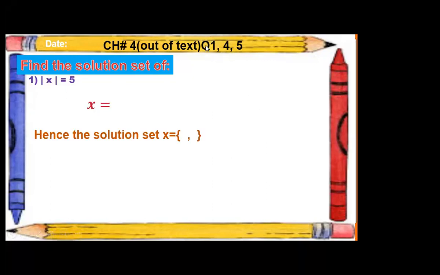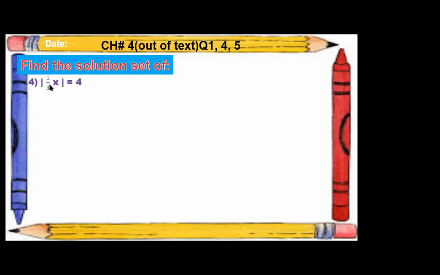So before moving on, let's discuss the answer. Here we get the answer minus 5 and plus 5. In the solution set, we get plus 5 and minus 5. Clear? Now moving on to the next question, beta, question number 4.